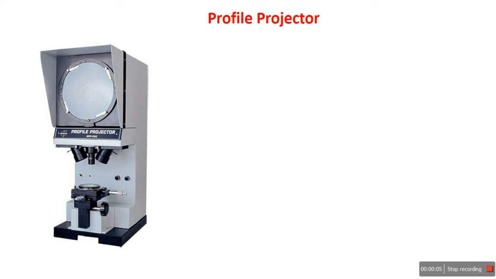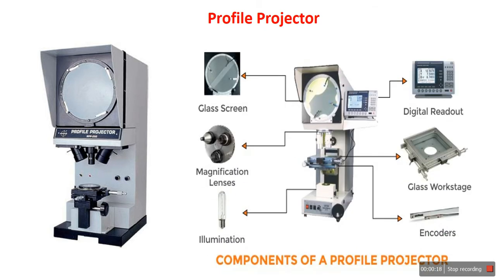Today we're going to see the profile projector, and by using the profile projector, how to measure the different parameters of the screw thread. First, by using this profile projector we can measure the major diameter, and we can also measure the minor diameter. Also we can measure the pitch diameter or the effective diameter. We can also measure the depth of thread and the pitch. So how to handle this profile projector, and by using it, how to take the reading.